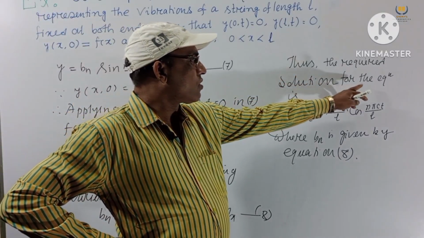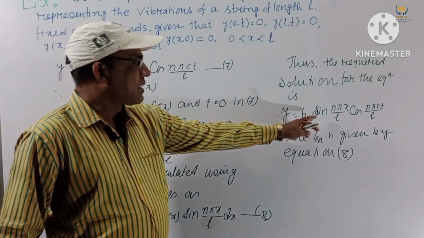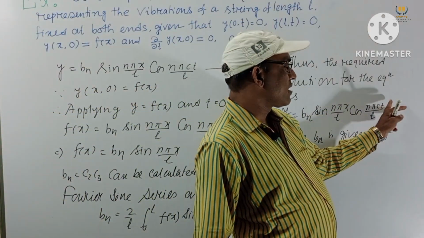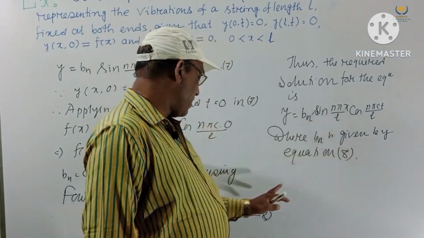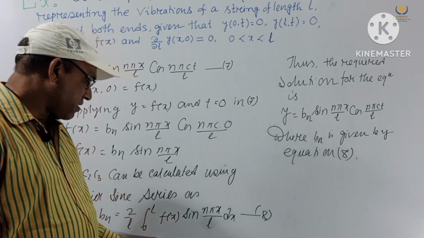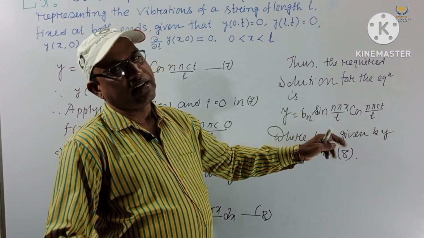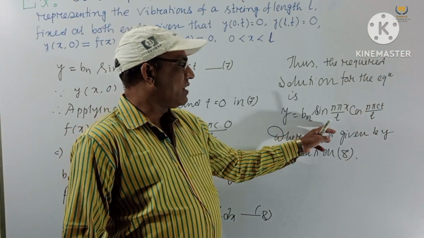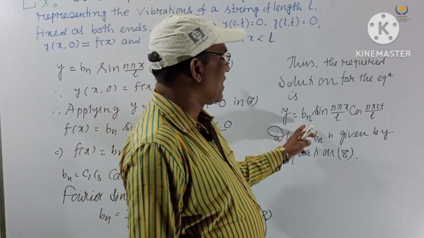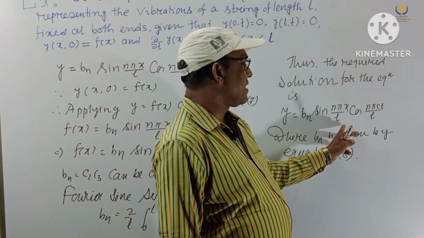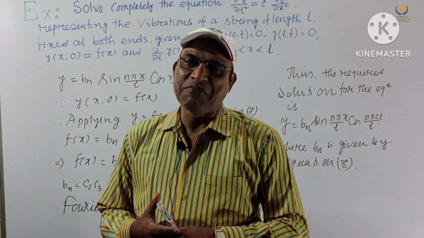Thus, the required solution of the equation is y equals bn sin(nπx/L) cos(nπct/L), where bn is given by equation 8. If we solve this equation, we get a result, and putting this result in place of bn, we get the required solution. But in general, we write this as the solution. So the answer is y equals bn sin(nπx/L) cos(nπct/L). This is the complete solution of the given problem.